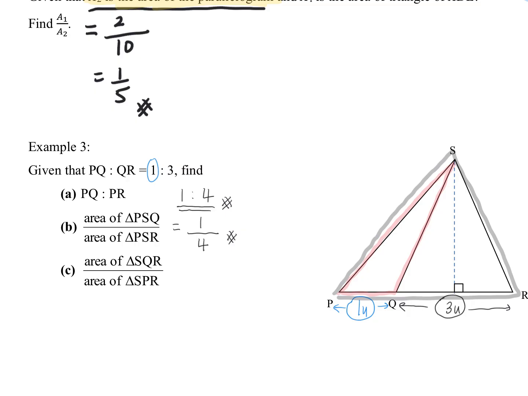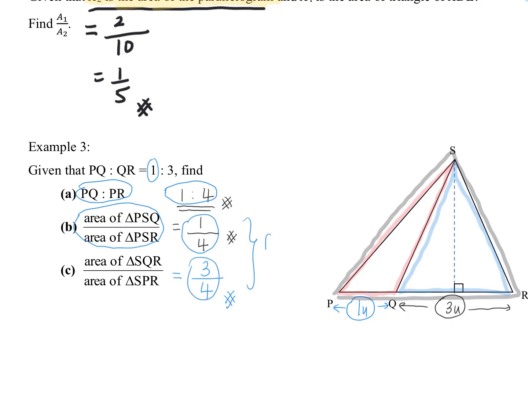Okay, next one I want SQR. SQR is the blue triangle. I want to compare with the black one. So what should it be? 3/4. That's all. Okay? So when they write like that, you give your answer in ratio. But when they write like this, you give your answer in fraction. So this one is in fraction. This one is expressed like a ratio. You look at the question to see what they want.